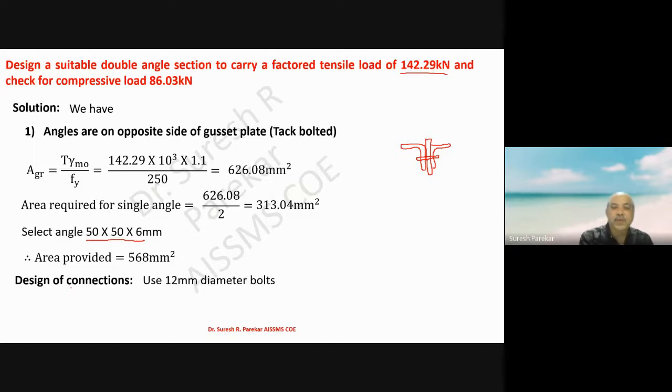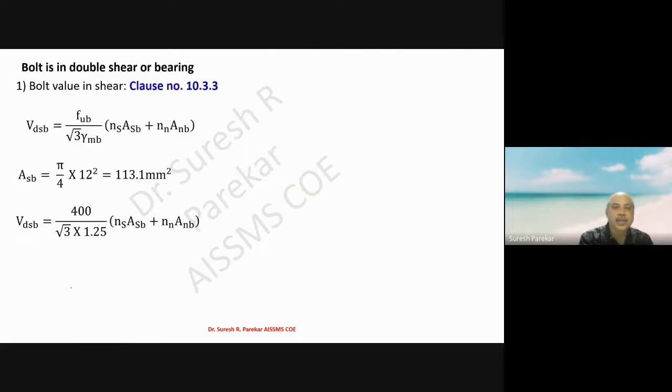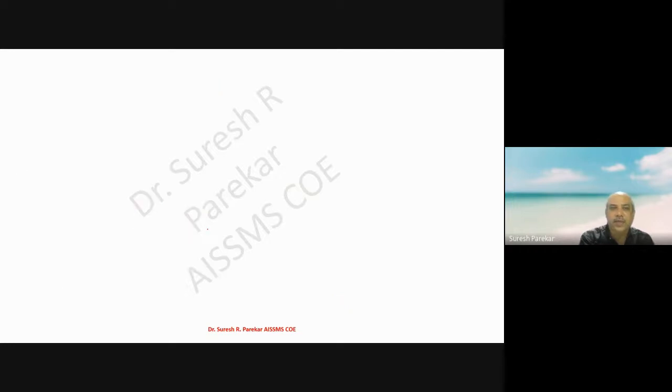So we will use 12 millimeter diameter bolts in double shear, as we have already seen, and then we have shear. So now you can see this: we have failure at two sections, one in the shaft and another in the threads. And we know that in the threads our value of Anb is equal to 0.78 Asb. These all things we have already seen, so I am not going into detail with this one. Then we have this value, 37.19 kilonewton, in double shear.